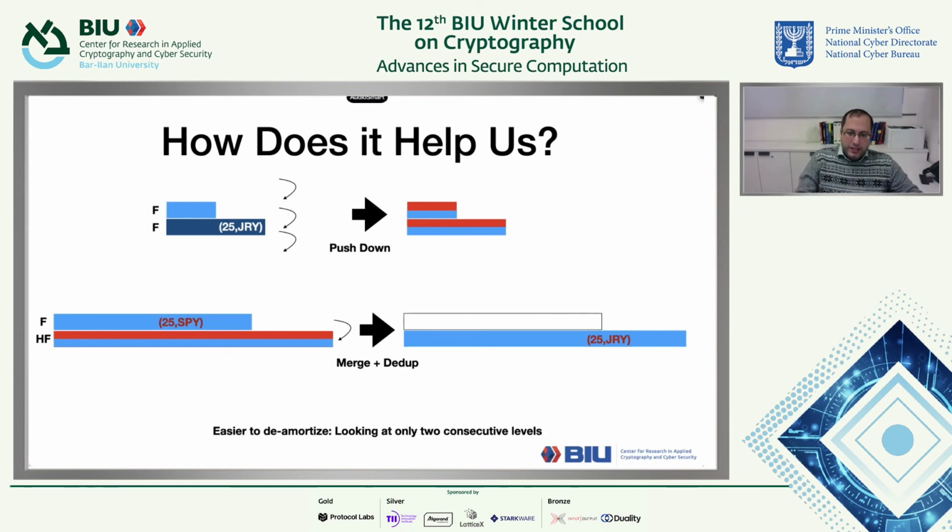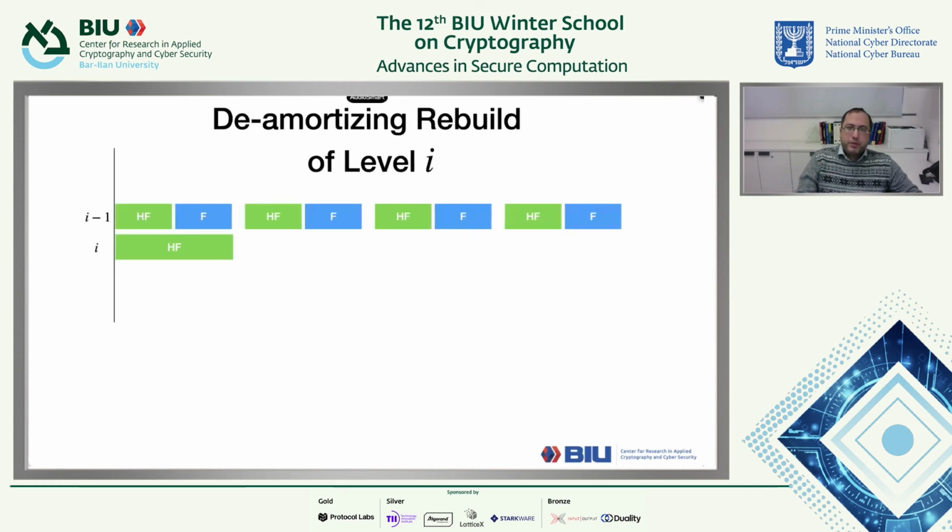Okay, so the deamortization is going to look at two consecutive levels, and that's it. So how do we deamortize? Now I'm going to look only at level I. The lifespan of each level is that it's half full and then becomes full, and then we push it to the level below us. It's half full, and then it's full again, half full, full, and so on.